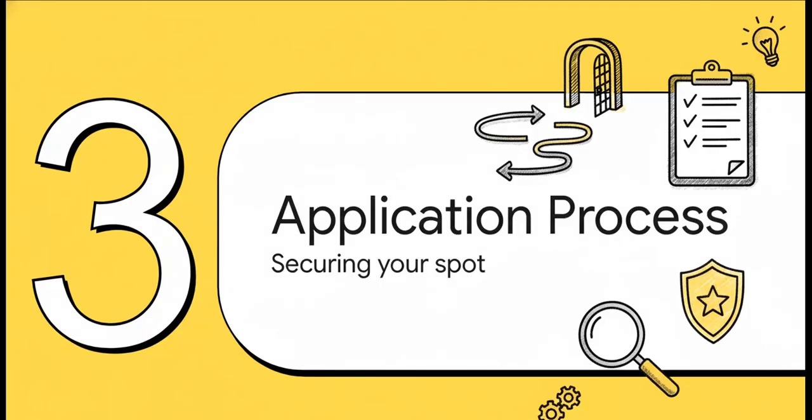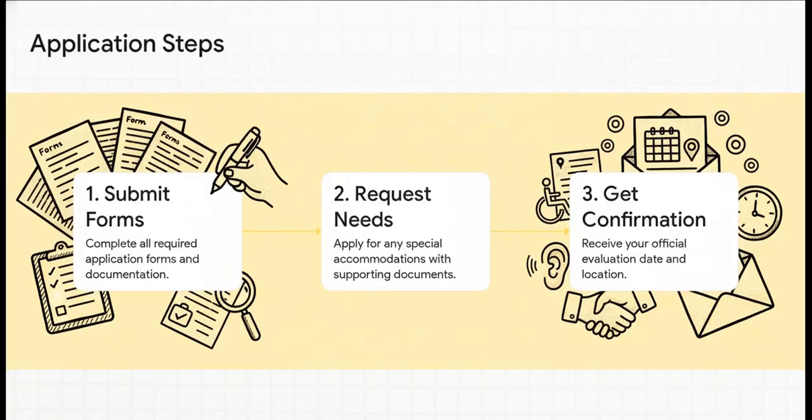So, once you've dotted the I's, crossed the T's, and confirmed you're eligible, it is time to tackle the application itself. And trust me, this is where attention to detail is going to be your absolute best friend. Let's just break it down into 3 simple steps. 1. Submit that application with all the required forms filled out. 2. If you need any accommodations, now's the time to apply for them with all your supporting documents. And 3. Keep an eye out for your official confirmation.